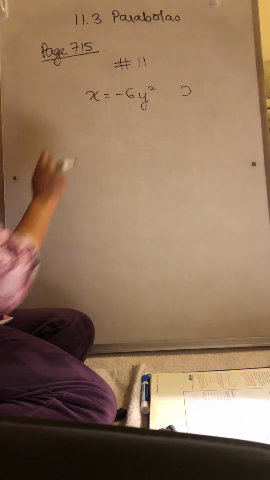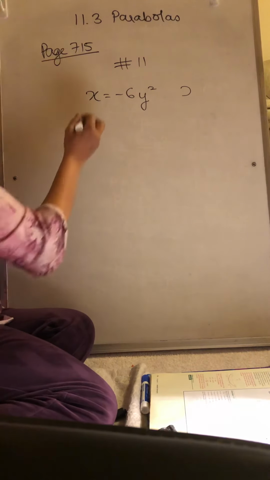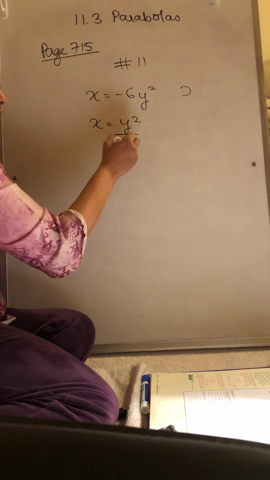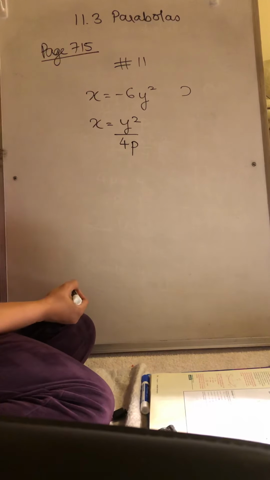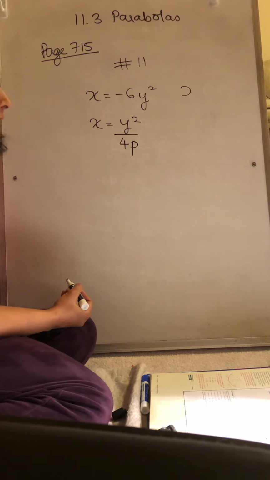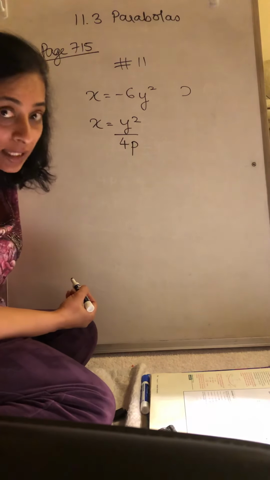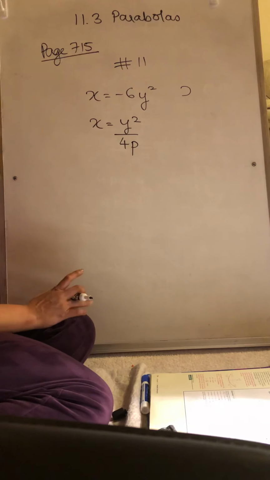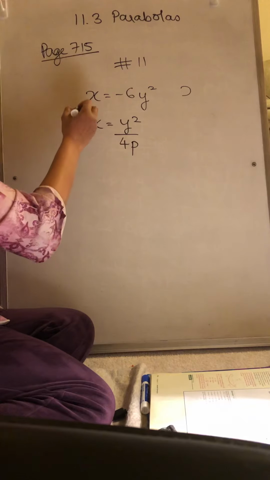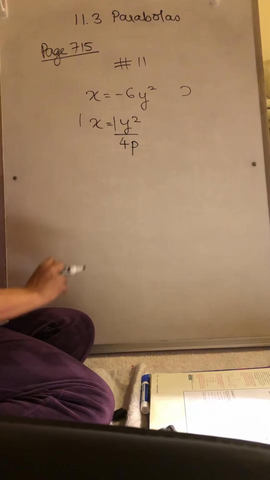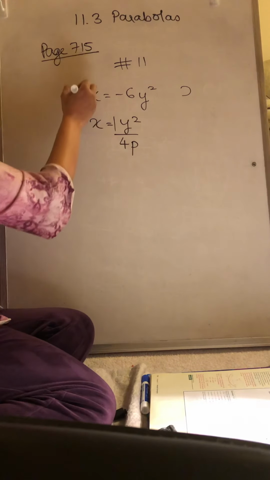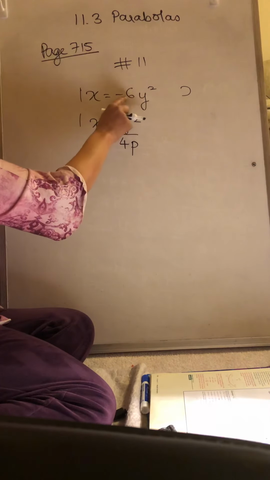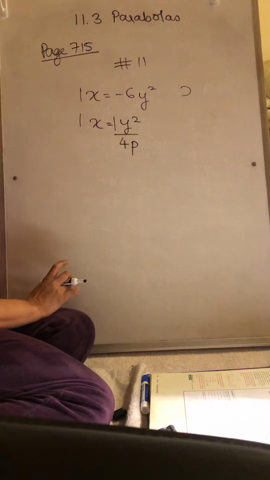Now what is the problem here? What is my desired form? My desired form is x equals y square over 4p. And why do I need the p? I need the p to find the focus and the directrix, and to find the p, I have to put it in this format. What's the problem here? X has to be 1, y has to be 1. My x is 1 here, but my y is negative 6. How can I convert this to look like this?